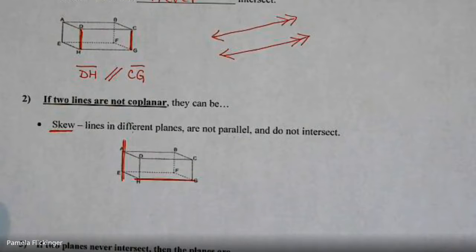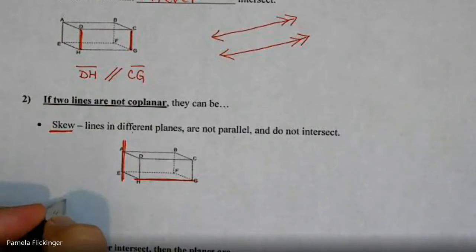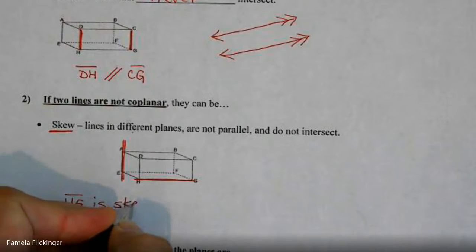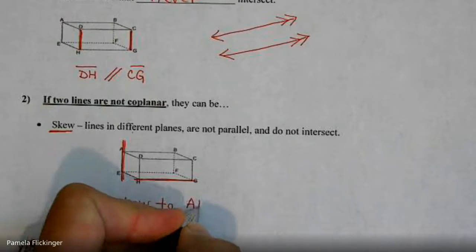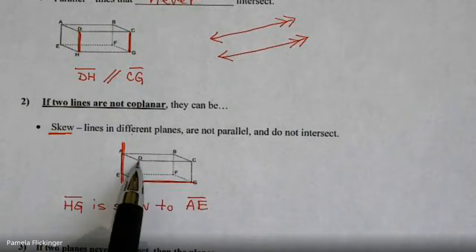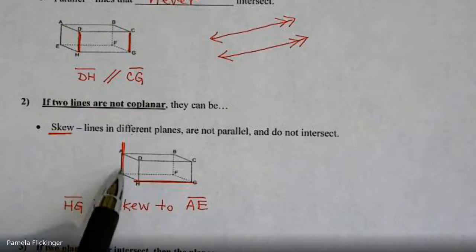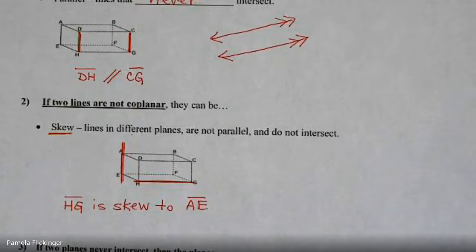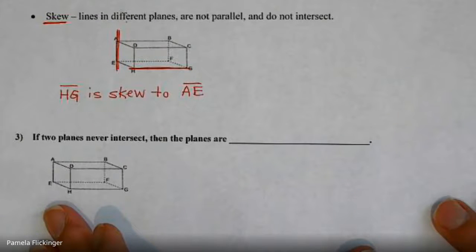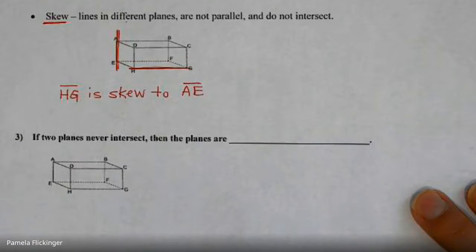There is no symbol for skew, so we would simply say segment HG is skew to segment AE. But the lines have to be on completely different planes. So notice HG was on what I would call the front plane. So then I went to the back plane to find one that ran vertical. Because if you pick ones that actually run in the same direction, then those can be parallel to each other.